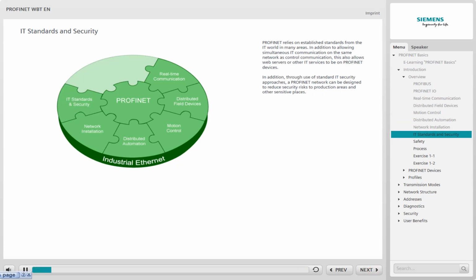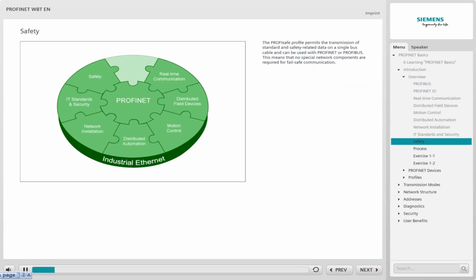PROFINET relies on established standards from the IT world in many areas. In addition to allowing simultaneous IT communication on the same network as control communication, this also allows web servers or other IT services to be on PROFINET devices. In addition, through use of standard IT security approaches, a PROFINET network can be designed to reduce security risk to production areas and other sensitive places.